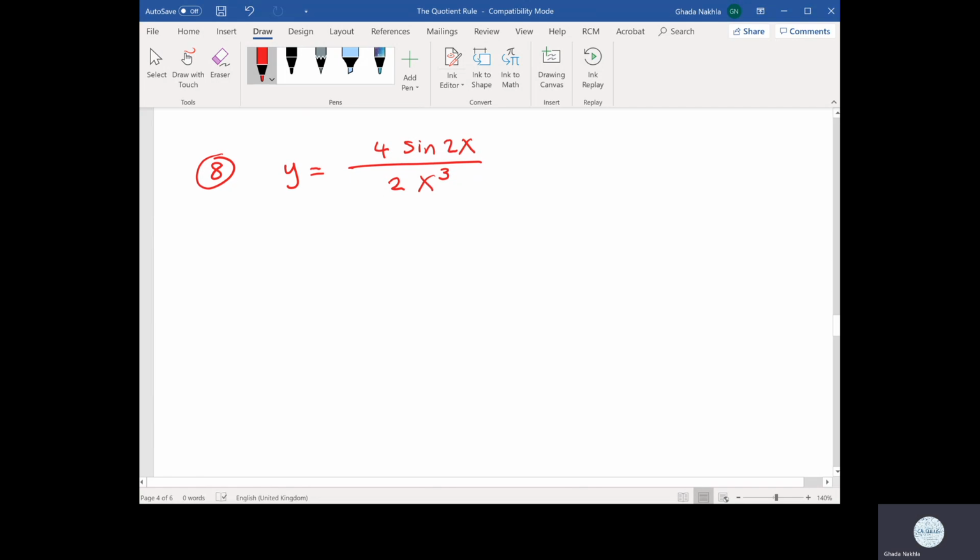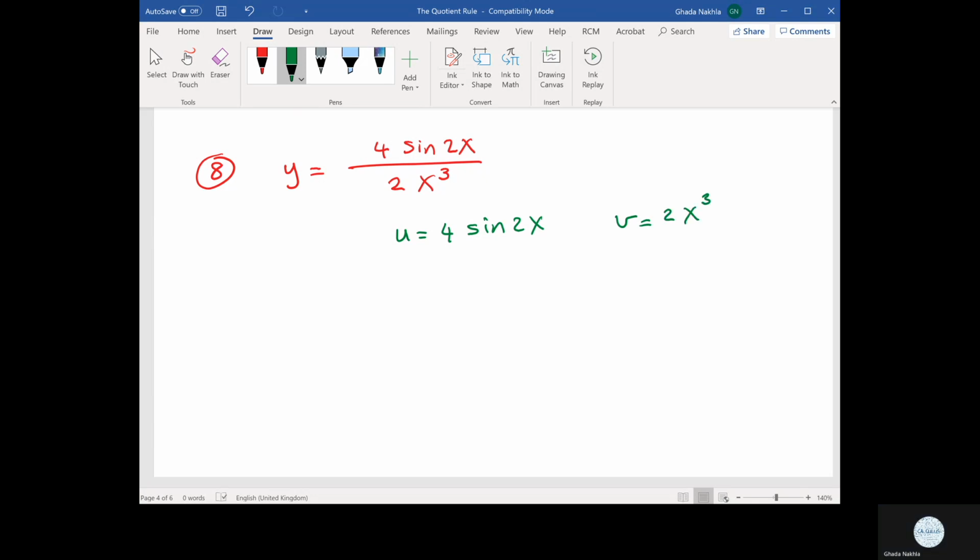Okay, quotient rule. I'm using the quotient rule because it's a function of x divided by another function of x. U is always the numerator, so 4 sine 2x. V is always the denominator, which is 2x cubed. Differentiate both, du by dx.